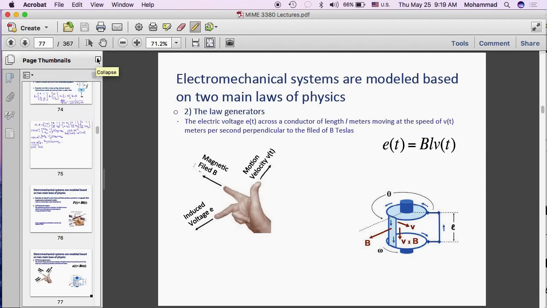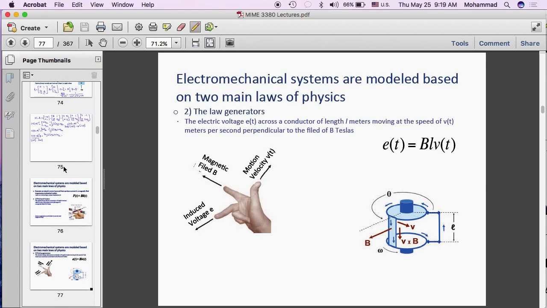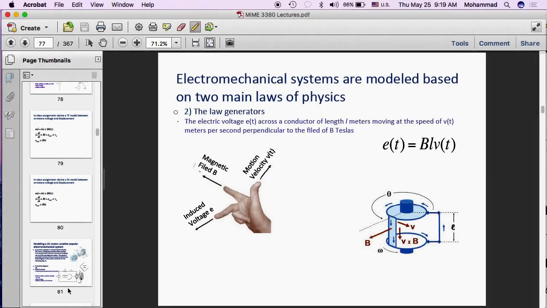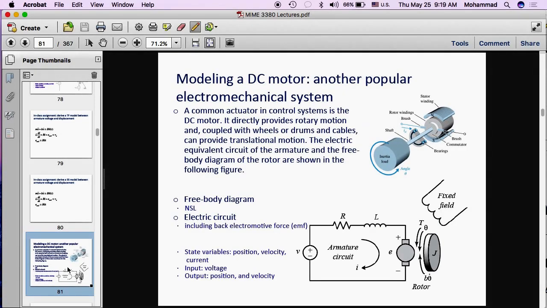So if the direction of velocity, again, is with your thumb, and the direction of the magnetic field with the second finger, the direction of the applied voltage is defined by the third finger. Again, the right-hand rule applies. So, two laws. You're ready to apply them? I can tell you're ready to apply them. So we are going to apply them here in this motor.